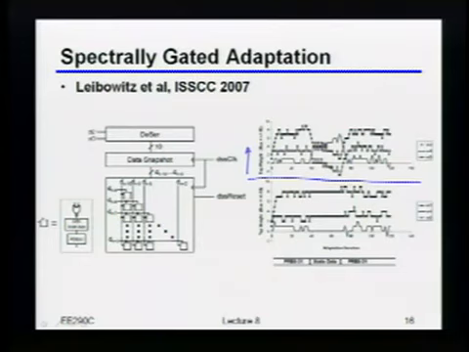They called it spectrally gated adaptation. Basically, if you didn't do something to try and fix this problem, you just ran the adaptation no matter what the incoming data was. Okay? And then this bottom trace over here, that's what happened when you actually include this hardware.